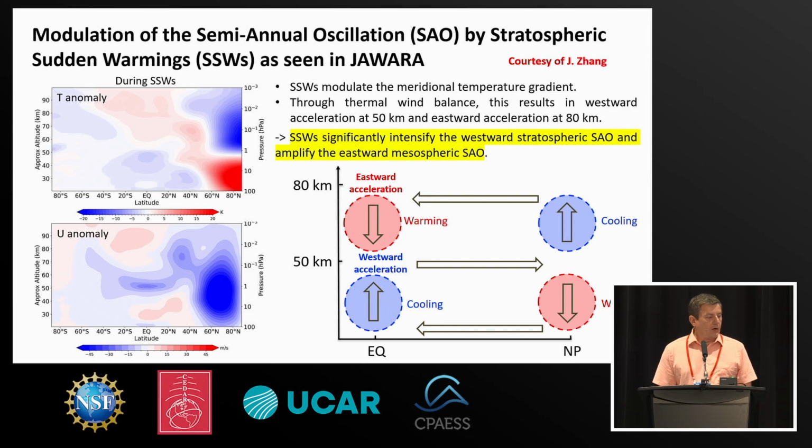Jiarong will talk about what impact sudden stratospheric warmings actually have on the semi-annual oscillation in the mesosphere. And Jiarong looked into the Javara reanalysis data set, so that's the Japanese upper atmosphere reanalysis there. And she will explain the mechanism how the strat warms significantly intensify, particularly the westward stratospheric SAO phase.